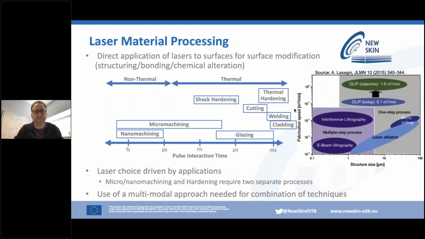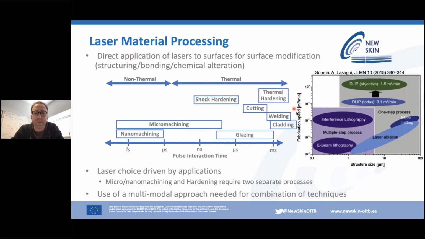and processes. So when we talk about laser material processing, if you're not an expert or need a refresher, it's about the direct application of laser light to surfaces, either for surface modification, which could be chemical, or for direct structuring through ablation and melting. And based on the application, there are a lot of different potential applications, from thermal processes such as laser hardening, all the way to micromachining, nanomachining as well.